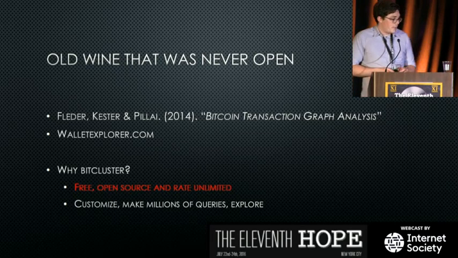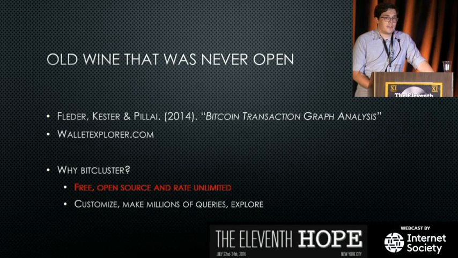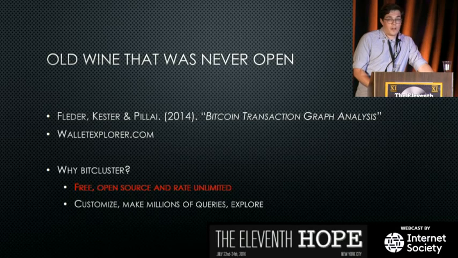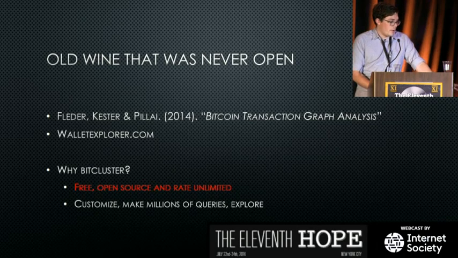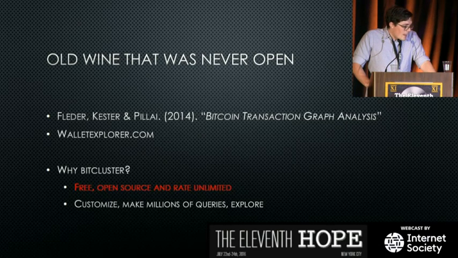That's the reason why BitCluster is there. It's open, it's open source, it's free, and the database will be released. It's already available on torrent, so it's 200 gigabytes of data representing all the addresses that have been seen in the network and all the transactions regrouped by node into a database, so you can query it and take the information as you want. And we encourage you to customize it, to make millions of queries directly to the database, and to expand it into something really, really cool. So it's up to you now.